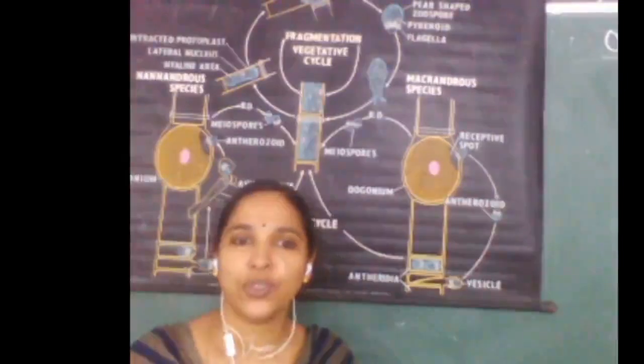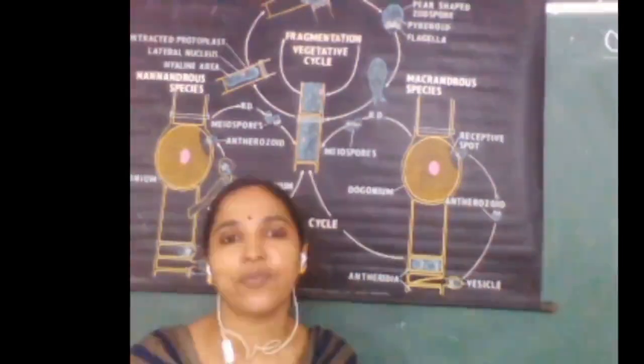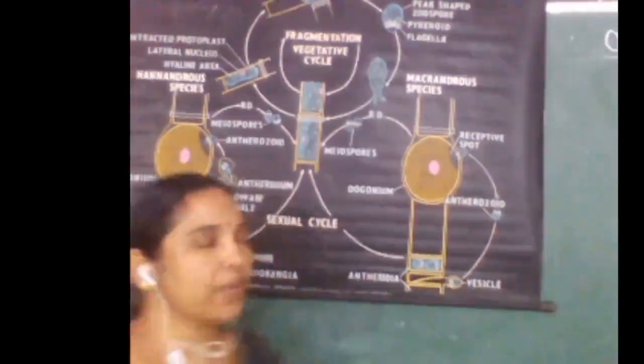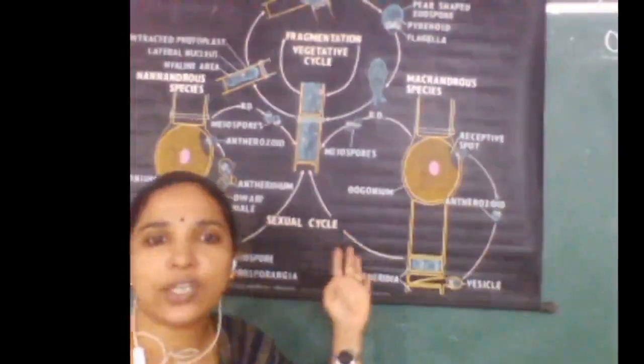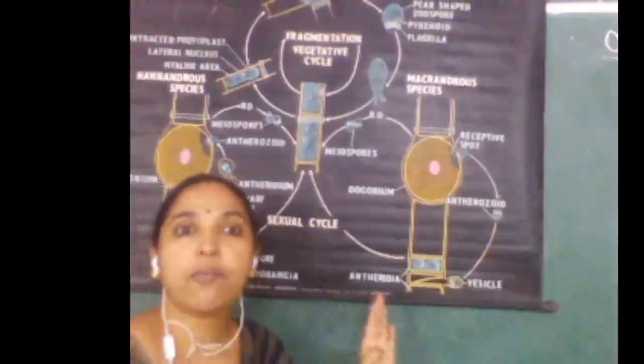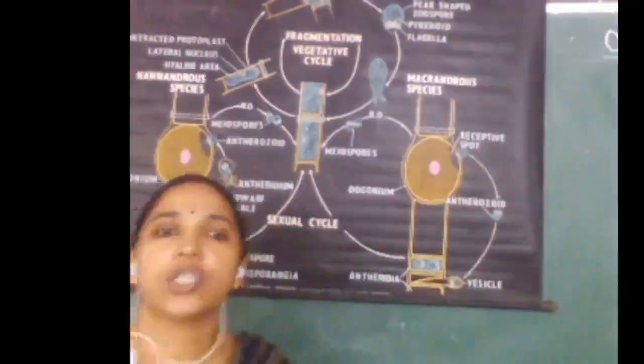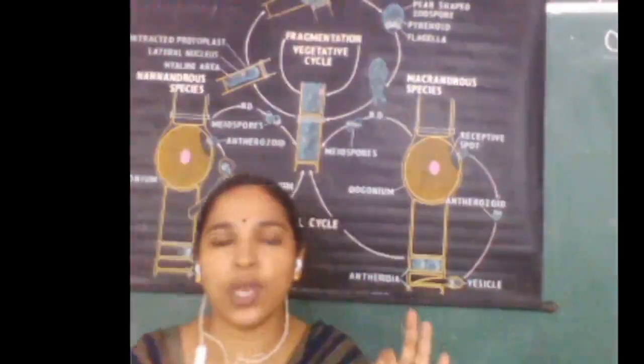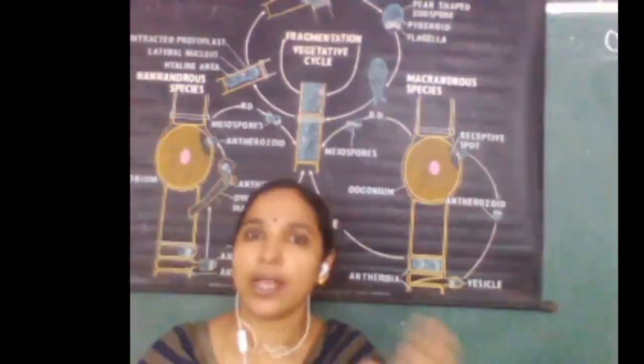So now we are going to finish our second half of the type Oedogonium. We studied the structure and cell division in Oedogonium. Clear? Now we are moving on to the reproduction in Oedogonium. How does reproduction in Oedogonium take place? Usually the reproduction is asexual as well as sexual.